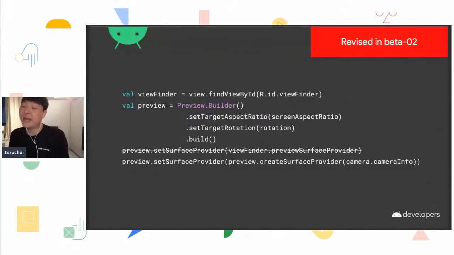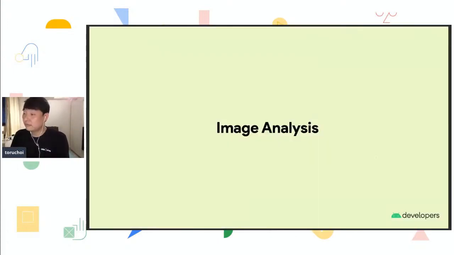Secondly, it's basically similar code, but the only difference is the last line here: Preview.createSurfaceProvider. So here is the code to create the surface provider. Now it is inside the preview, and the required parameter is camera.cameraInfo. We can talk about the camera info later.